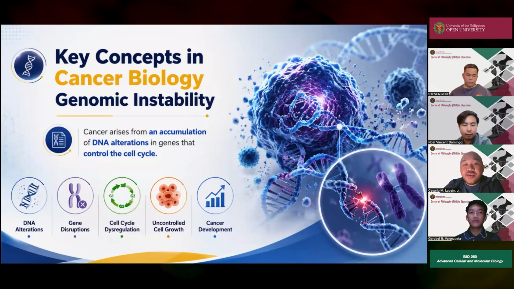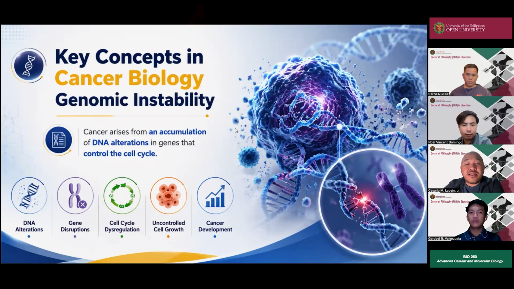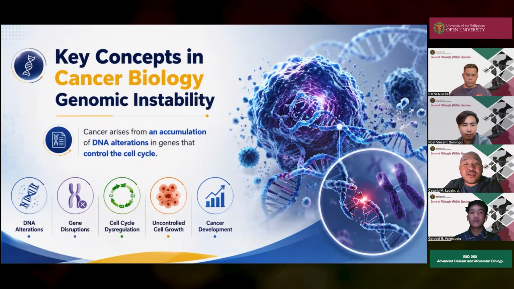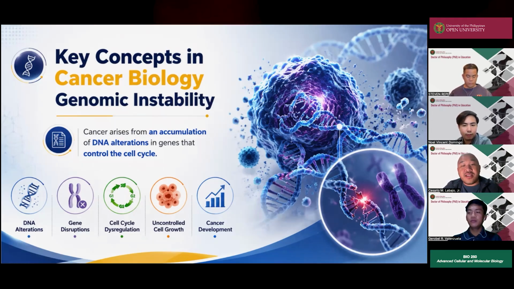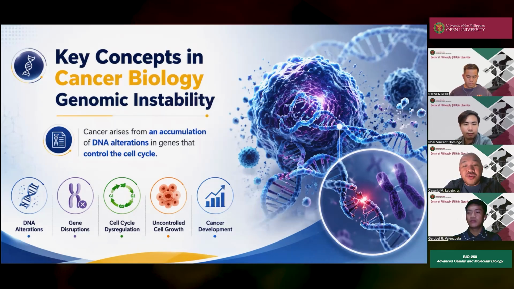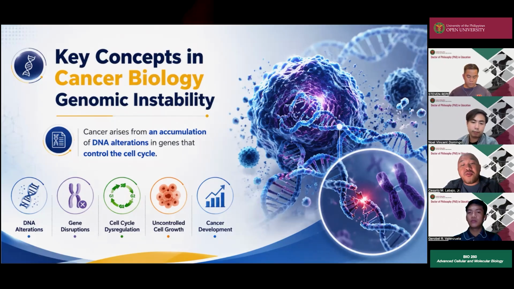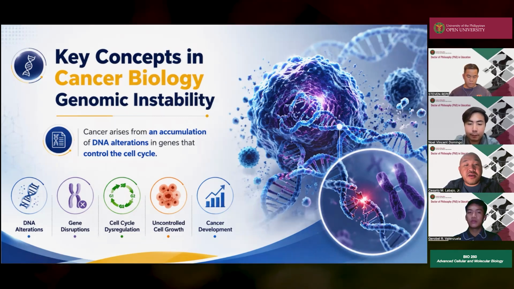Next, the key concept in cancer biology, genomic instability, means that cancer cells accumulate many DNA alterations over time. This is important because the more unstable the cancer genome becomes, the more aggressive and unpredictable the tumor may be. It may grow faster, develop resistance to treatment, or become harder to control.